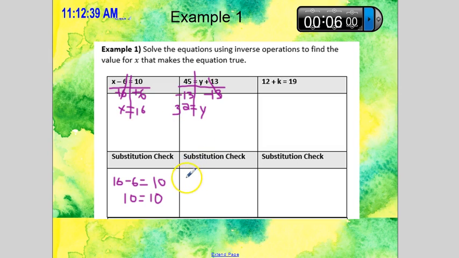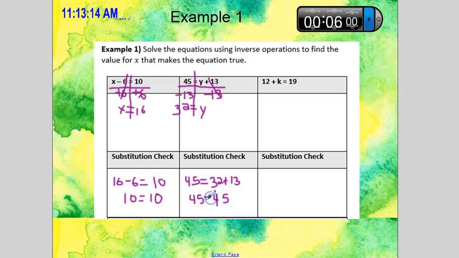Let's double check our math by substituting in. We're going to rewrite our sentence. We have 45 equals y, which we said was 32, so we'll put 32 plus 13. Let's check to make sure that we did it correctly. 3 plus 2 is 5. 1 plus 3 is 4. We have 45 on both sides of the equal sign, which means that we did it correctly.